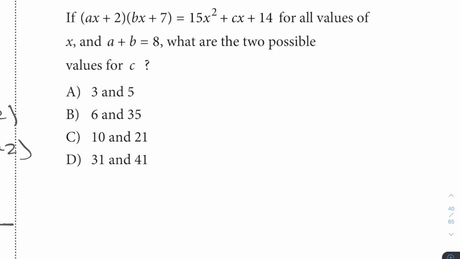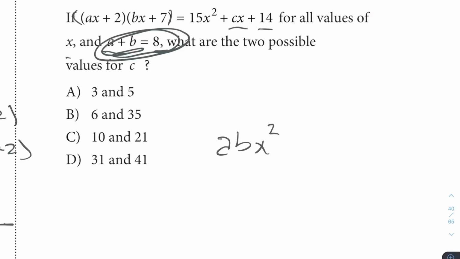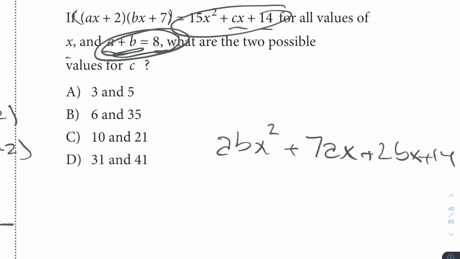Okay, this says if ax plus 2 times bx plus 7 equals 15x squared plus cx plus 14 for all values of x, and a plus b equals 8, what are the two possible values for c? So first we're going to multiply this out. So we'll get abx squared plus 7ax plus 2bx plus 14. And it's equal to this equation. So we know that this is going to be the 15x squared, and this is going to be the plus cx, and the 14 is already here.